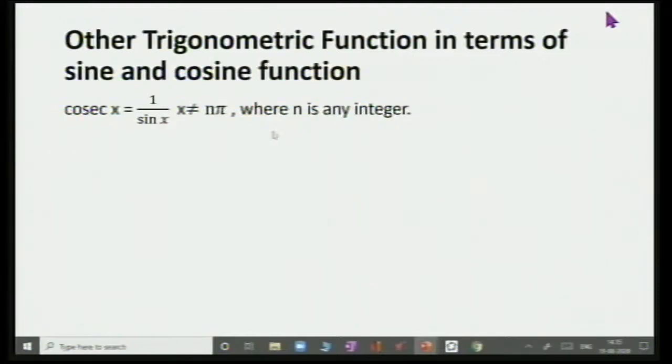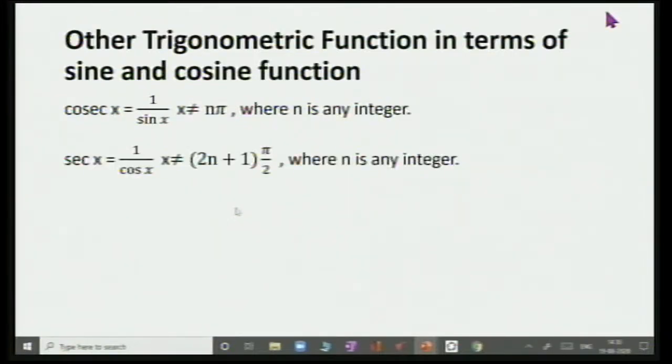So for all the integral multiples of pi, cosec x is not defined, because in that case it would be divided by 0. Similarly, you can see sec x is defined as the reciprocal of cos x, and you can make out now that sec x is not defined at the points where cos x is 0, and you can see that cos x is 0 at the odd multiples of pi by 2.